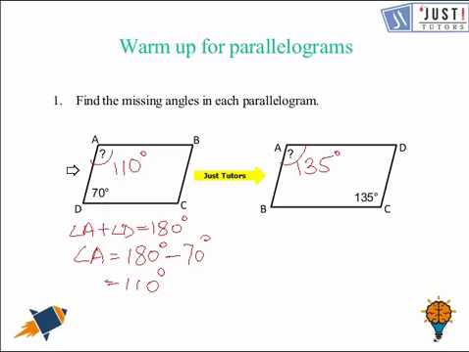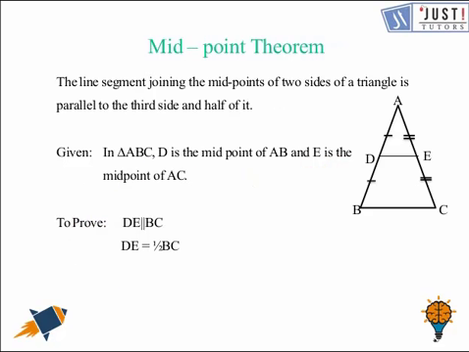If you have correctly worked out both the missing angles, pat your back, well done. Now let's go ahead with the midpoint theorem. The midpoint theorem states that the line segment joining the midpoints of two sides of a triangle is parallel to the third side and half of it. That means in this triangle ABC, if D is the midpoint of AB and E is the midpoint of AC, then DE is parallel to BC and half of it, or half of BC.